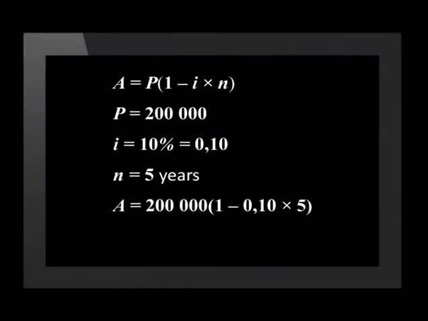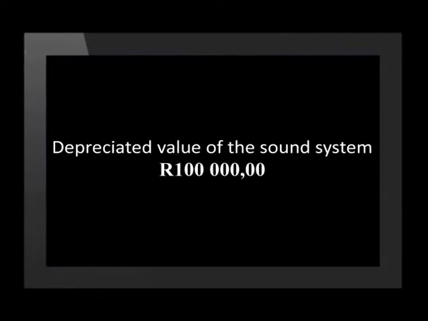A is equal to 200,000 times (1 minus 0,10 times 5). Using a calculator, we find that the value of A is 100,000. This means that after 5 years, the surround sound system is worth 100,000 Rand.